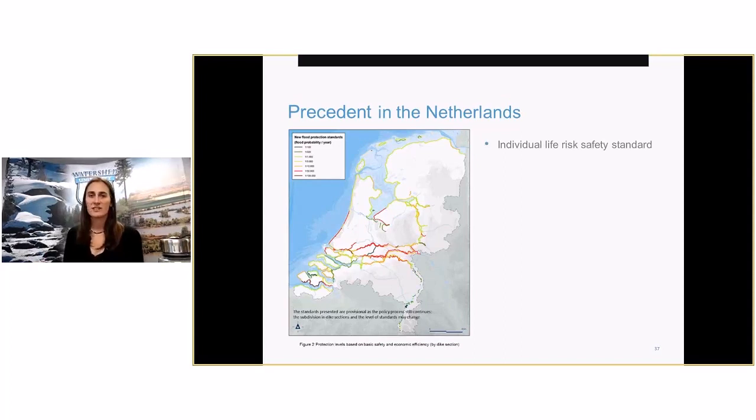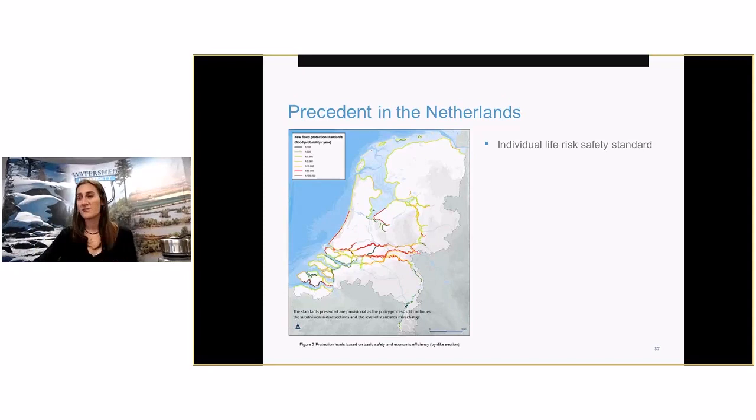What they did in 2014 was, instead of having a level of protection standard where it used to say no greater than 1 in 10,000 chance of flooding, they shifted to an individual life risk safety standard. So what they now say is no Dutch person should have greater than a 1 in 100,000 chance per year of dying from a flood. So if you look, there's a probability, the 1 in 100,000 chance, and the consequence is dying from a flood.